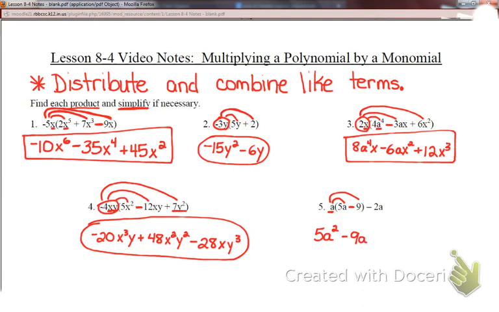The distributing now is done because the parentheses stopped. They closed the parentheses. So you're done distributing. So you only have this minus 2a left over. It just drops on down.